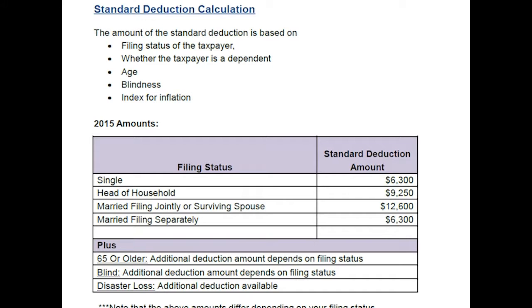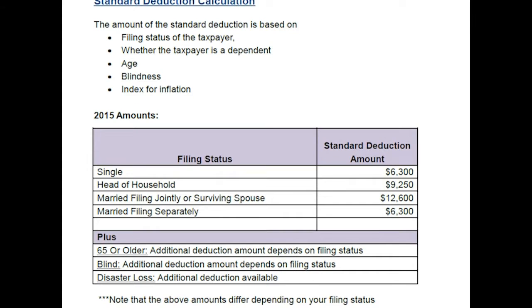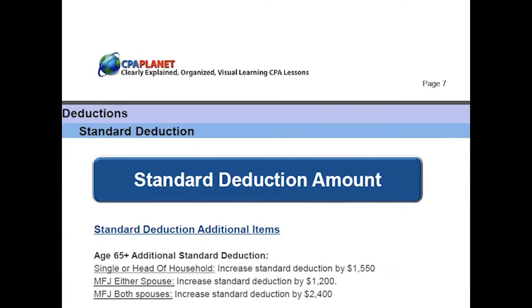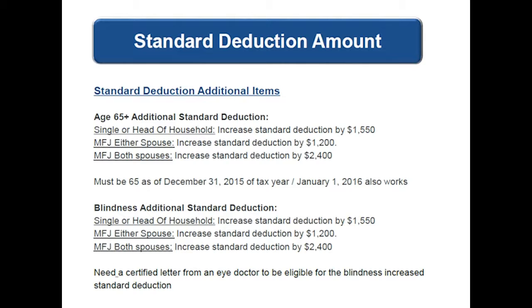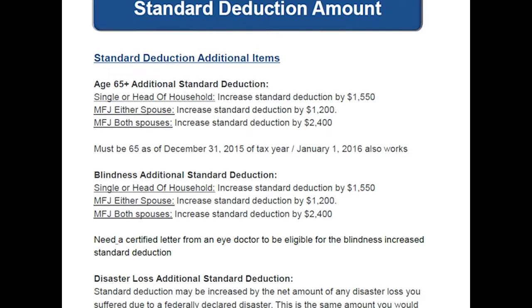Okay, the standard deduction additional items we alluded to earlier: if you're age 65 or higher, then you get an additional standard deduction on top of your normal standard. If you're single or head of household, you get $1,550. Married filing jointly, either spouse increases it by $1,200. Married filing jointly, both spouses increases it by $2,400. Mathematically simple: either $1,550 or $1,200 or $1,200 times 2. Must be 65 as of the end of the tax year. January 1st is also acceptable.